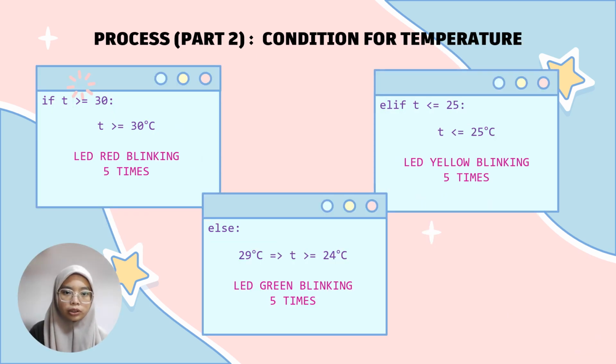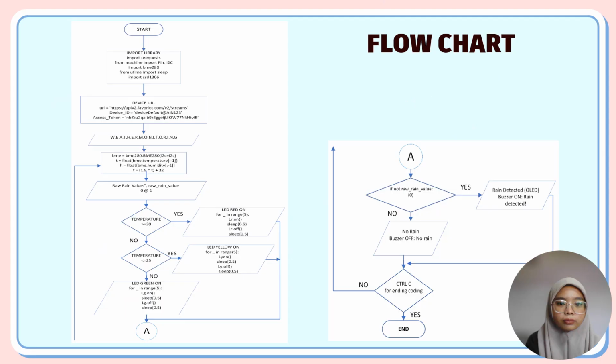Next is the process for the condition for the BME280 temperature. If the temperature is higher than 30 Celsius, the LED red will blink 5 times. If the temperature is less than 35 Celsius, the LED yellow will blink 5 times.